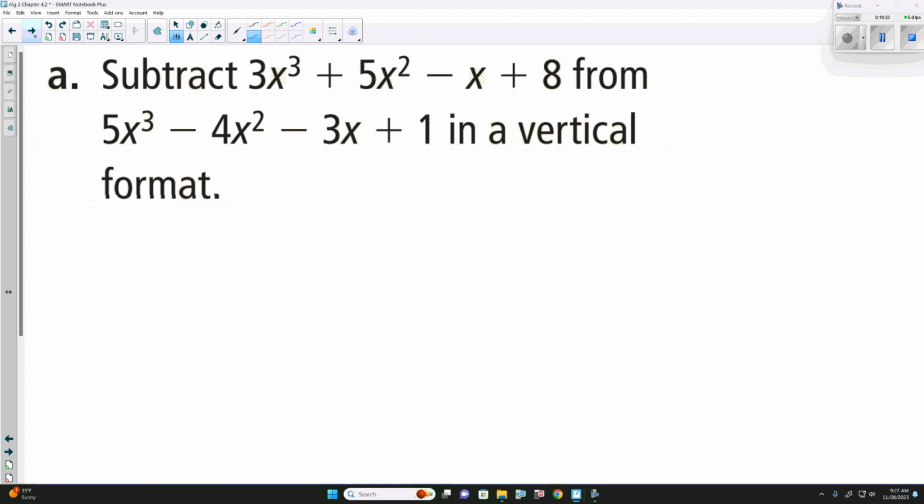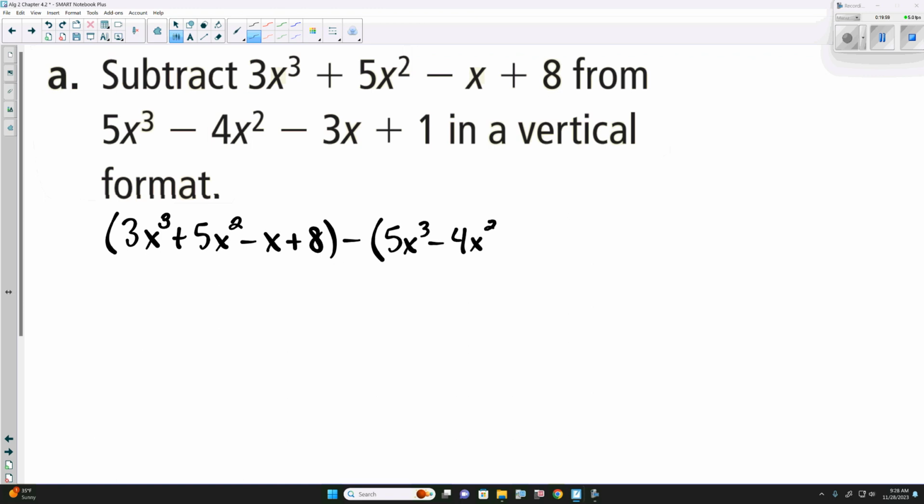Do we want to see subtraction one more time, vertically or horizontally? Horizontal. So if we look at this one horizontally, we list them out. So 3x cubed plus 5x squared minus x plus 8 is being subtracted from 5x cubed minus 4x squared minus 3x plus 1.